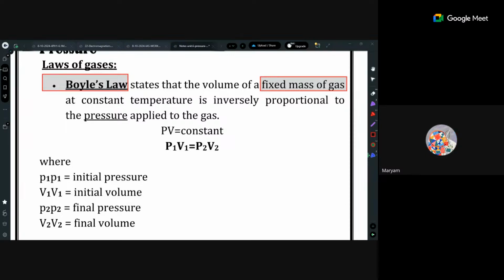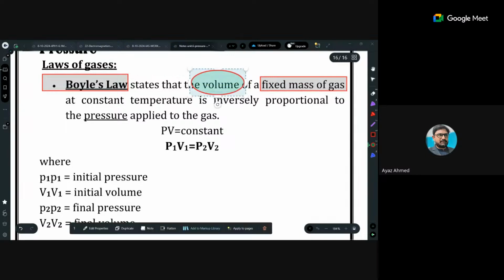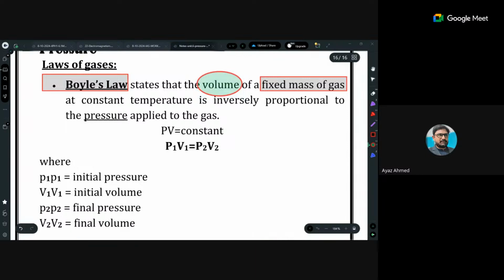So here there are 2 points which you have to recall: volume is inversely proportional to pressure. Right? It is very simple. If it is asked to you, what is the relation of volume and pressure of a gas? So pressure and volume are inversely proportional.